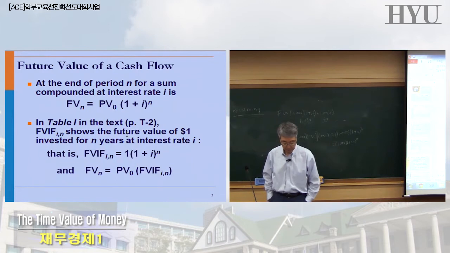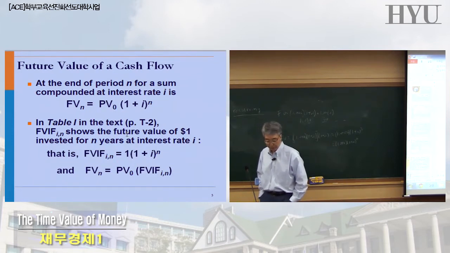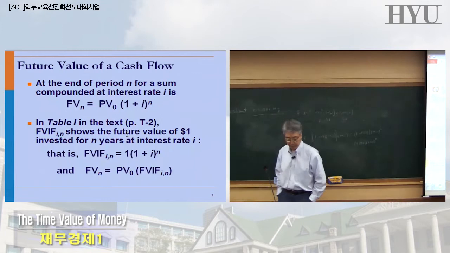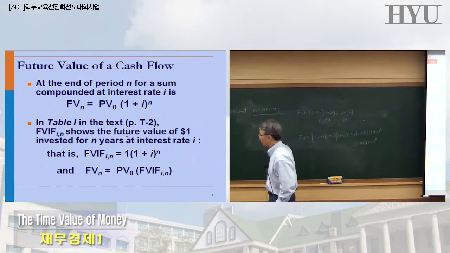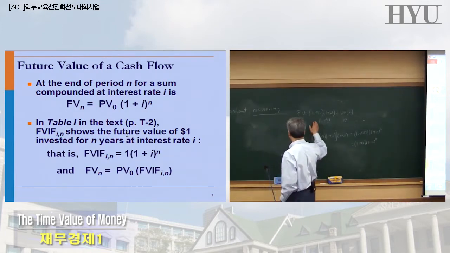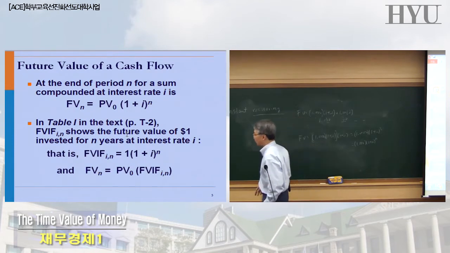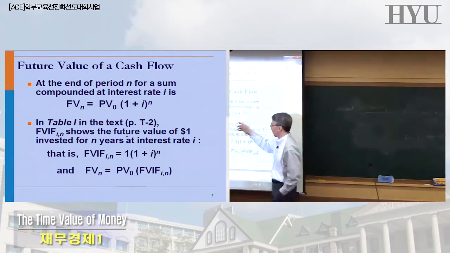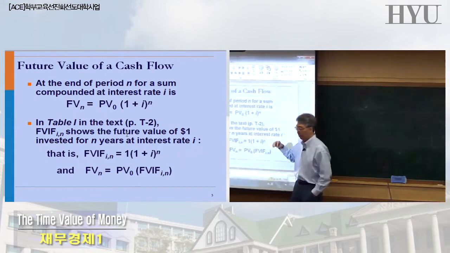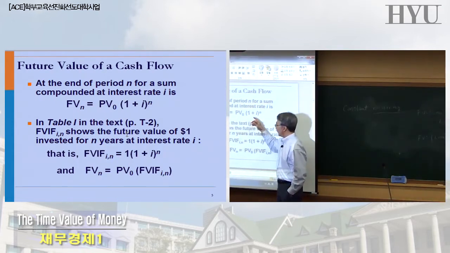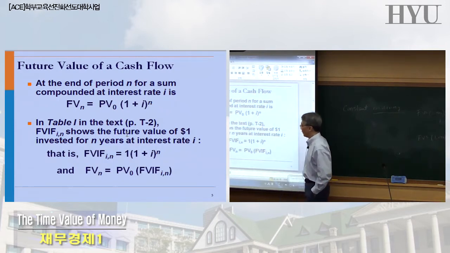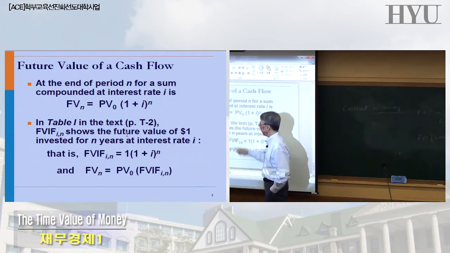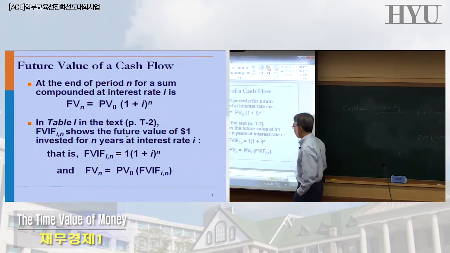So now we are getting into the concept of future value and present value. The idea of what we talked about so far: if you have a certain amount of money at this time, PV0, the present, the starting period, and save it at the interest rate of I for n periods, n years, let's say, what will be the future value at period n?